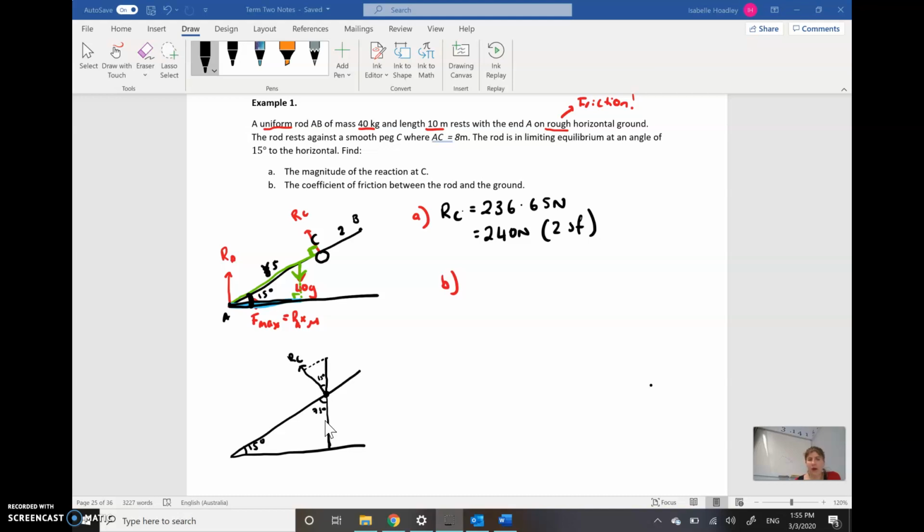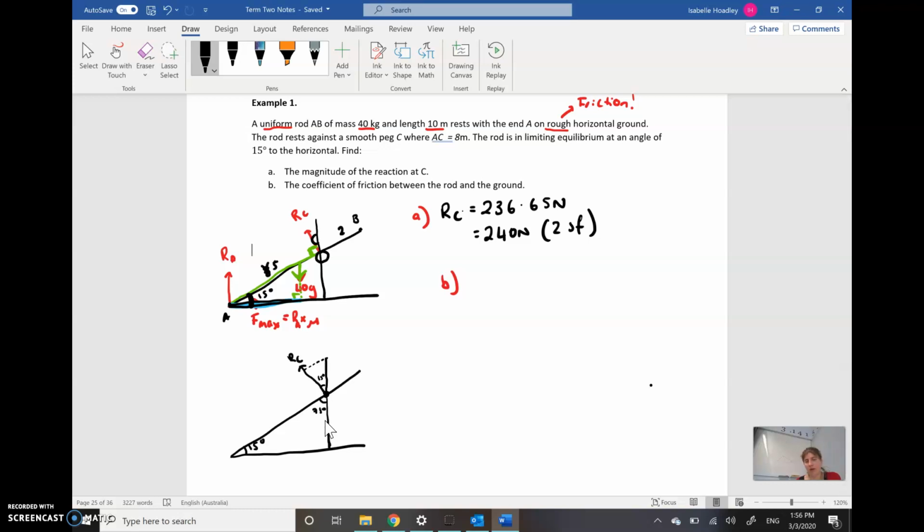Now, we are going to start off by resolving vertically and horizontally. But when we're resolving, we can see here we've got RA, which is purely vertical. We've got a weight force, which is purely vertical. We have RC, which almost looks like it's meant to be vertical because you've got that 90-degree angle there, but it does actually have a slight tilt to it. I've put this line down here so you can see that vertical line, which would be going straight through RC to meet up with the horizontal.